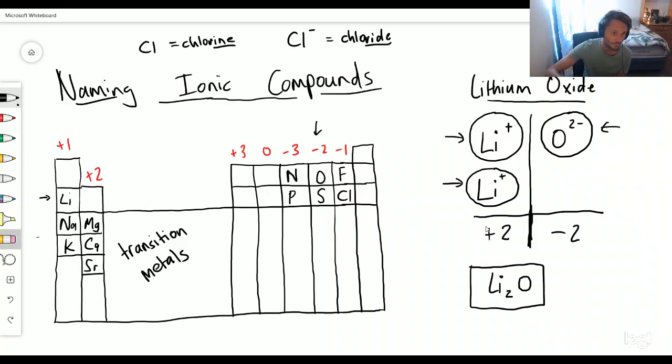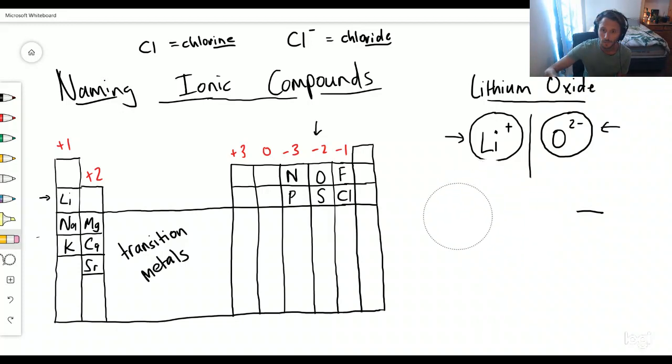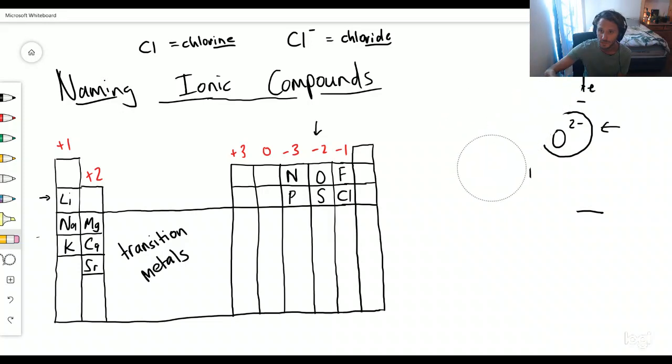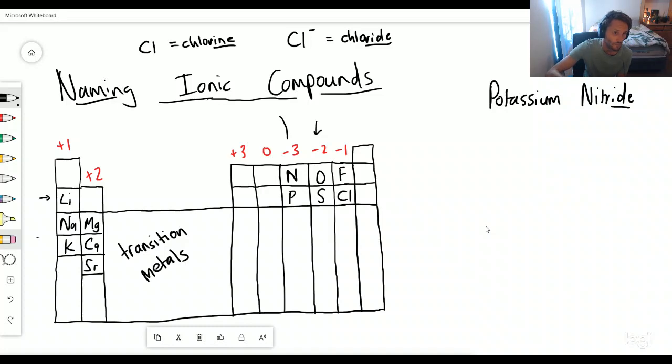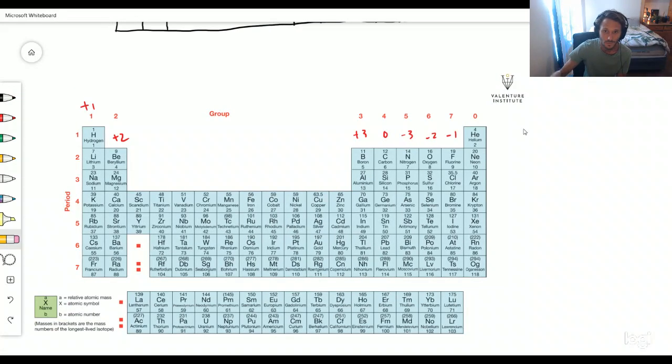Let's do another one. You're going to pause the video at this point and see if you can use the technique I've just shown you. So let's do another one like potassium nitride. Now remember, nitride is just the form of nitrogen when it has a charge. Pause the video and see if you can give me the chemical formula for this compound.